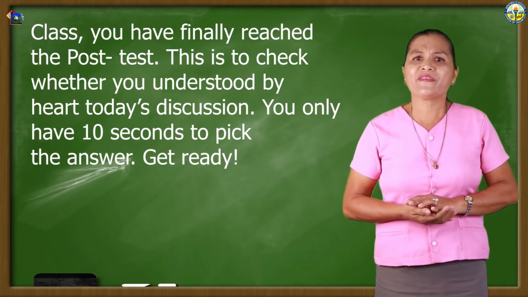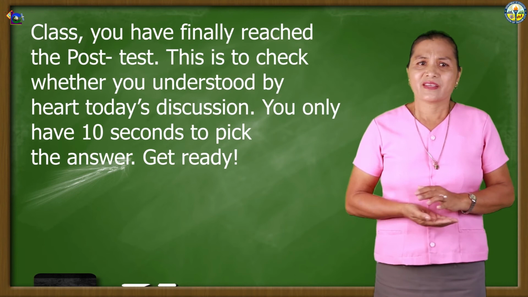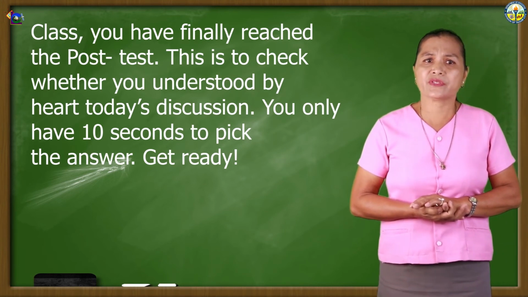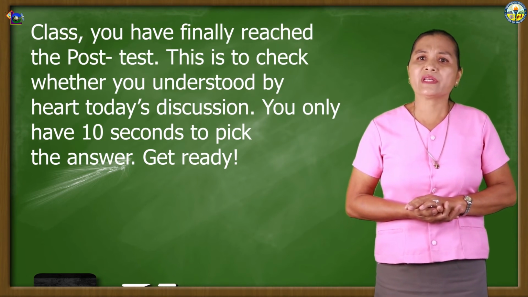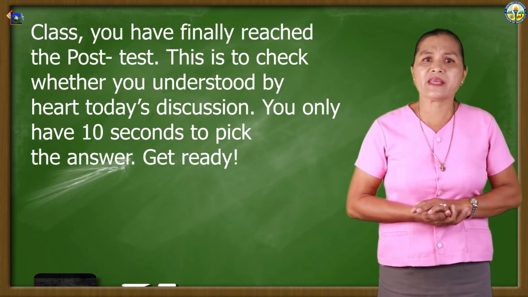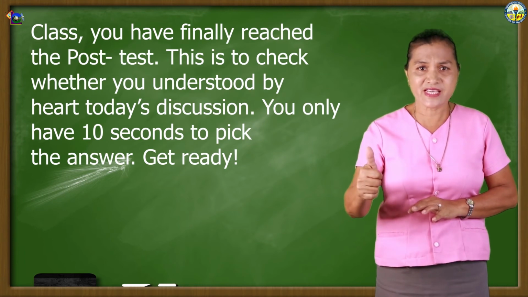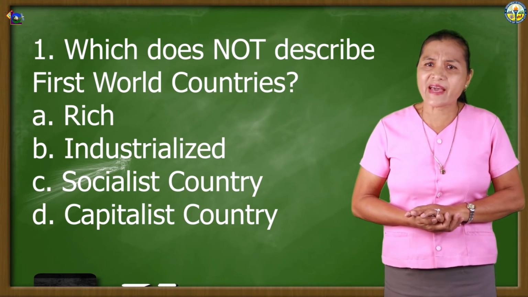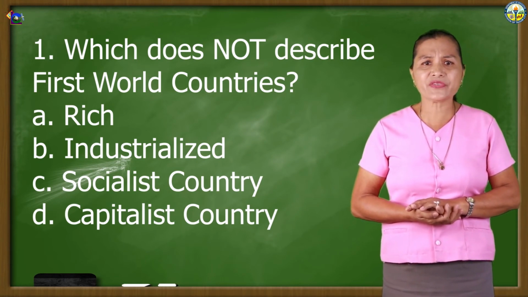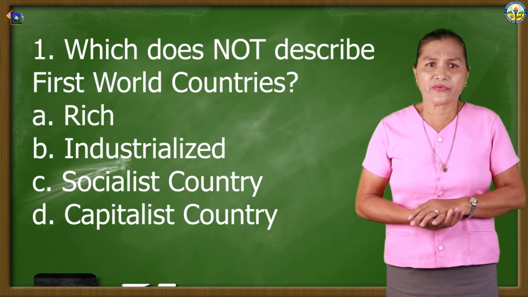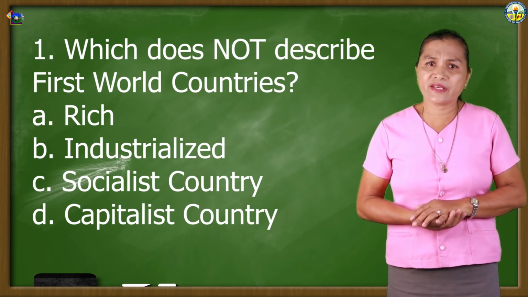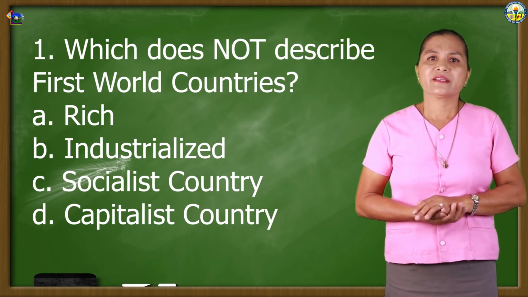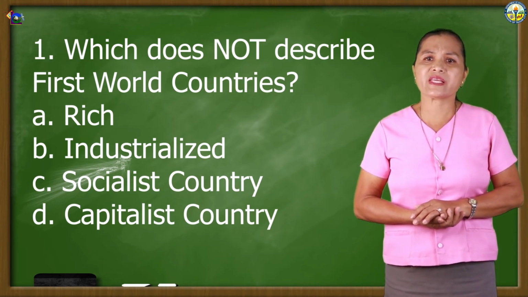Class, you have finally reached the post-test. This is to check whether you understood by heart today's discussion. You only have 10 seconds to pick the answer. Get ready? Number 1. Which does not describe first world countries? A. Rich. B. Industrialized. C. Socialist country. D. Capitalist country.